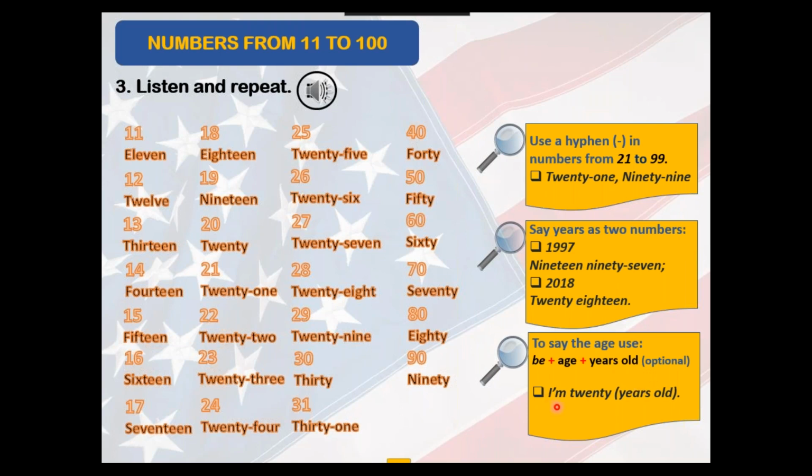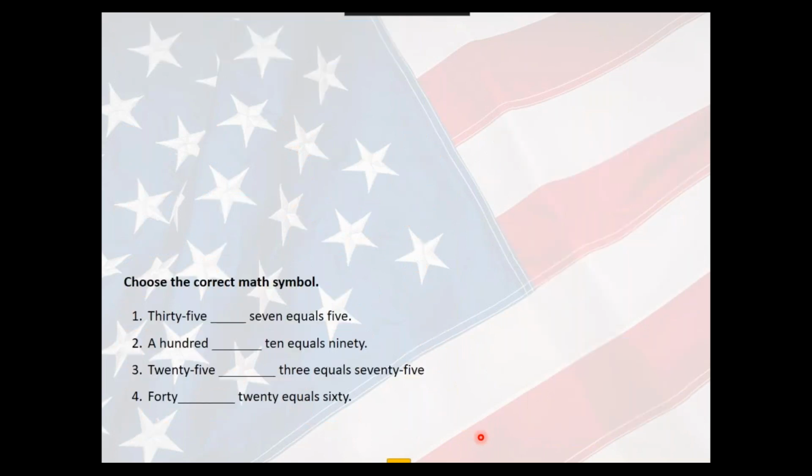For example, I'm 20 years old. Tengo 20 años. And for example, if I refer to an object, for example, I want to say, uy, esto tiene 100 años. It is 100, or it is 100 years old, depends, okay, perfect.